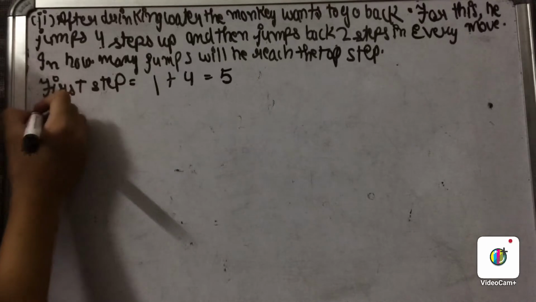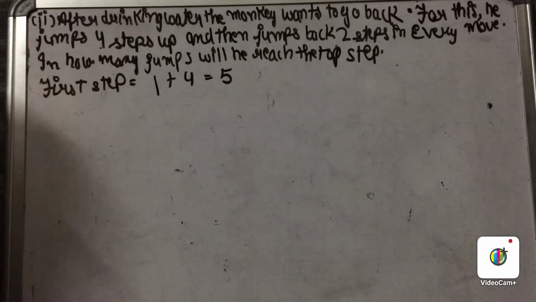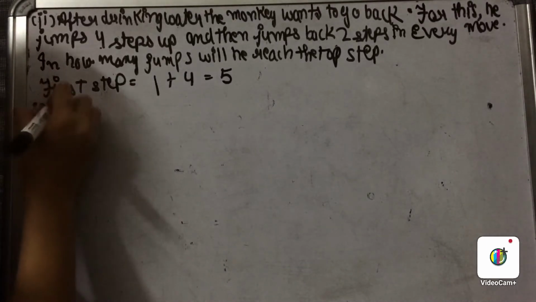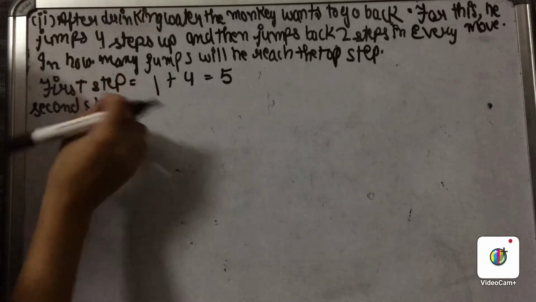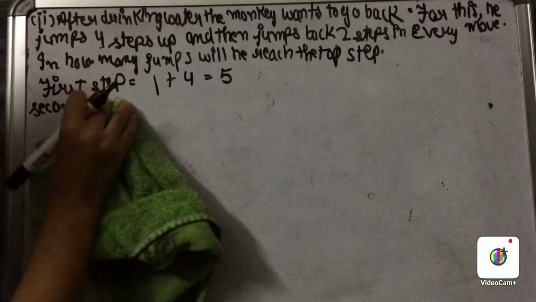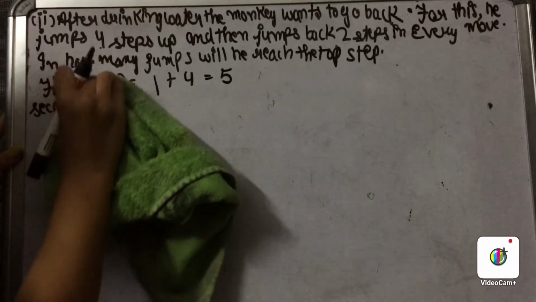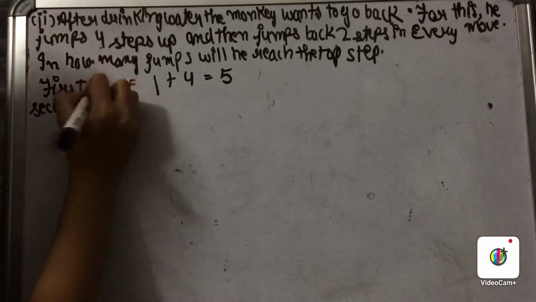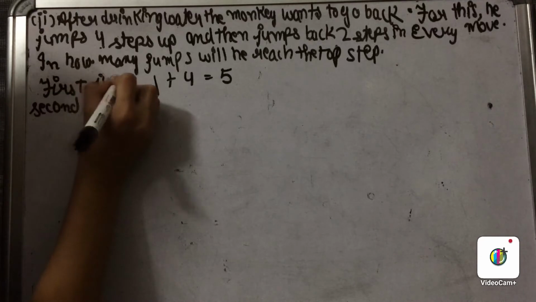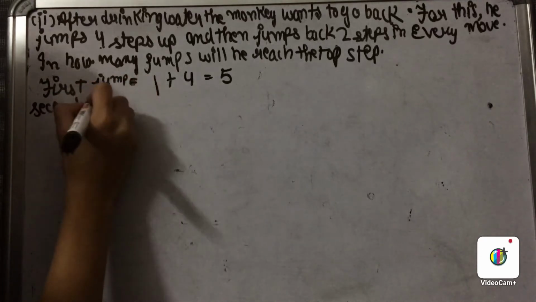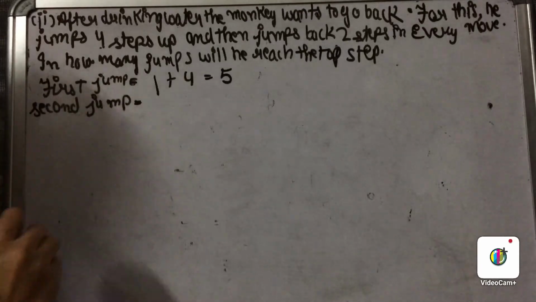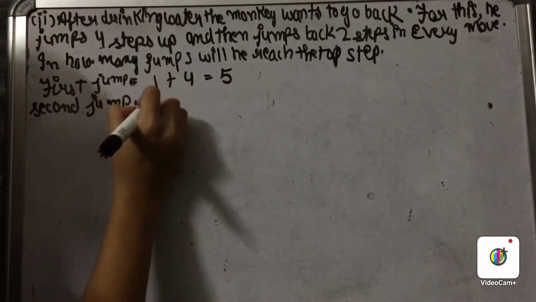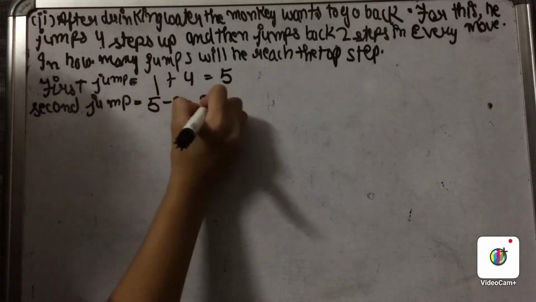So now let us write here the second step. Oh sorry, this is not the step, this is actually the jump. So write here the second jump. So now in the second jump, what does the monkey do? He moves back 2 steps, so 5 minus 2 is 3.